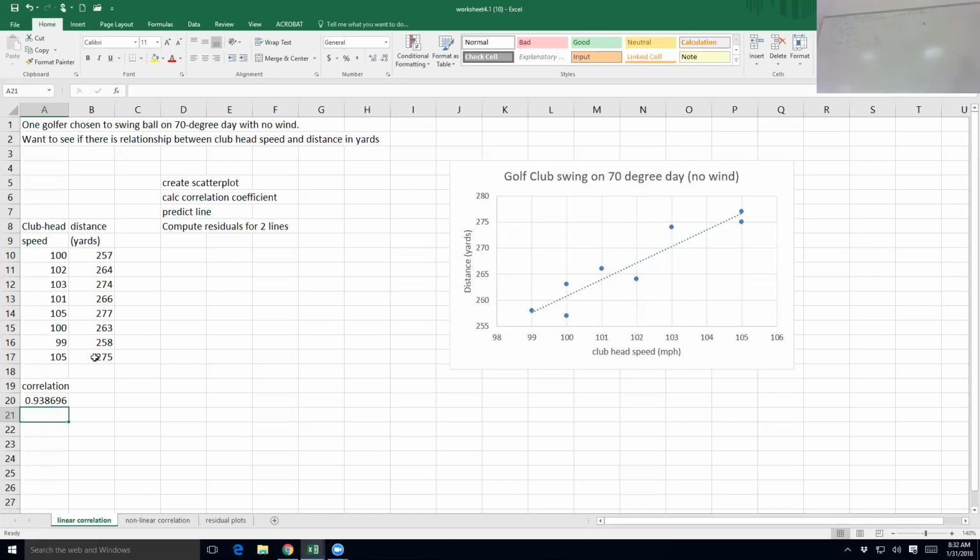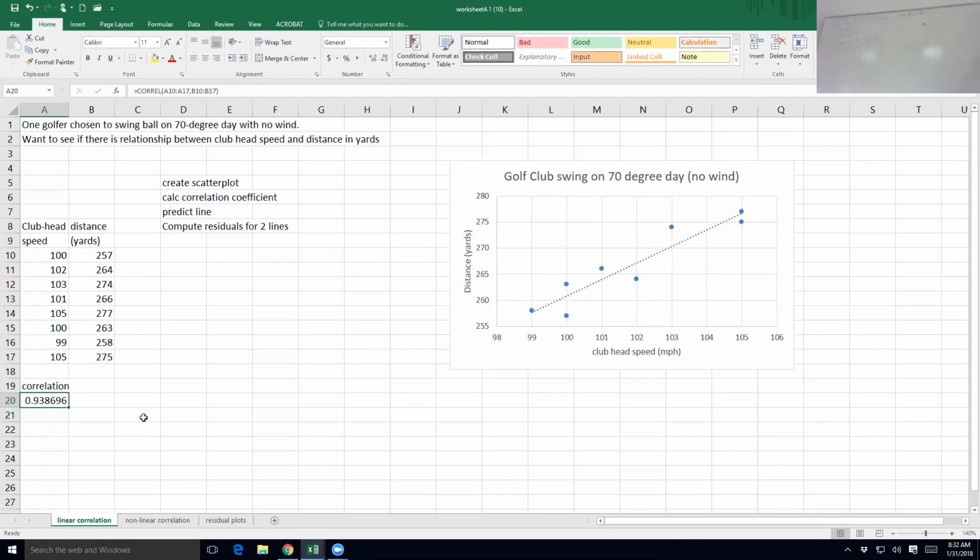Yes? CORREL, C-O-R-R-E-L. Just start spelling it. Then you highlight all the data. Then you highlight the X data, you do a comma, then you highlight the Y data. So I got that value there, 0.93896. I'm glad I didn't teach you that yesterday. You'd all have done that for your homework, and you wouldn't have practiced.